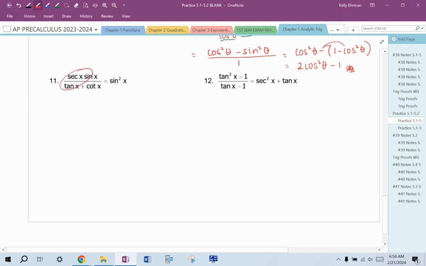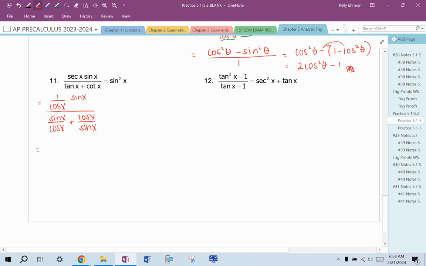Remember, you're not allowed to do this upside down heart. This is bad. You can't split a denominator that has addition in it like that. If the fraction were flipped, we could, because we're dividing each term by a single thing. Instead, I see a bunch of different trig functions, so let's just start by putting things in terms of sine and cosine. So 1 over cosine x times sine x. Tangent is sine over cosine plus cosine over sine.